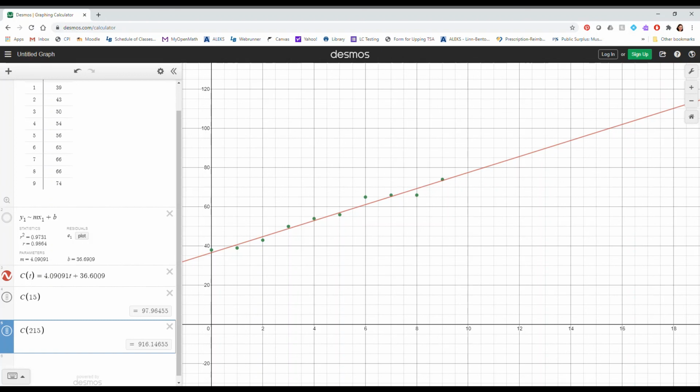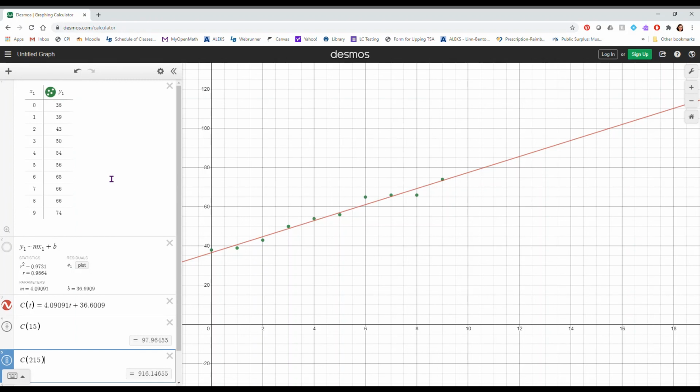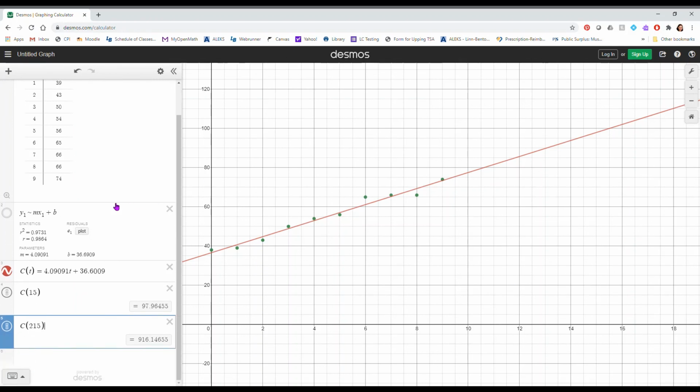So that's how you use Desmos to do linear regression. It's a really intuitive, great tool. So much better than the way we used to do this on the graphing calculators. There you are.